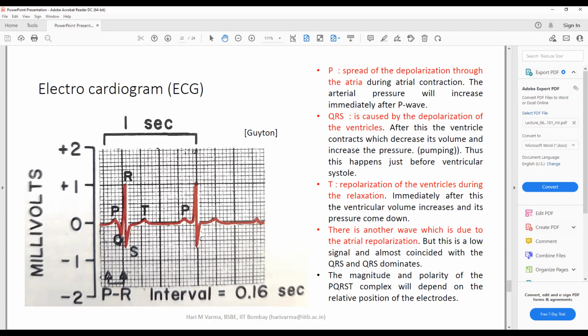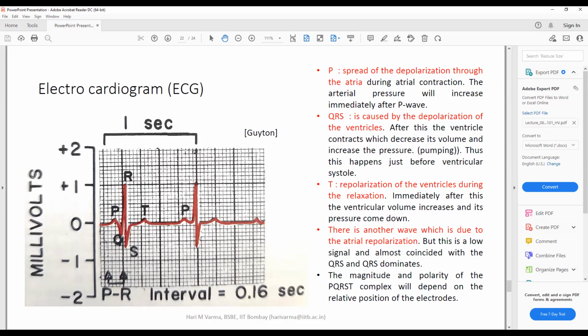Right, these are potential differences between 2 points. The leg is usually taken as the ground, and you have chest leads somewhere on the chest, and then you have to do a vector sum to get all these things. All those details I have skipped here. This is just a very quick introduction to how these signals originate at the cellular level, and what is its role in getting the physiological signal from the body.